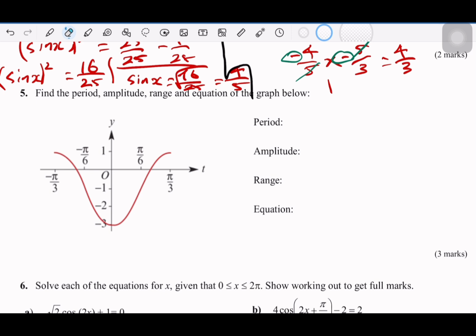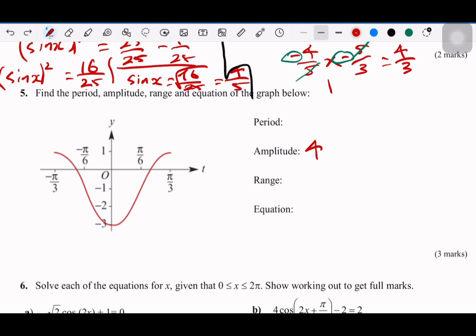This question is asking you to find the amplitude, range, and equation of the graph below. So we can already tell that it's been translated by pi over 3. So we're going to start off. We already know the amplitude to be 4, since it starts at 1 and goes all the way down to -3. So the amplitude is 4.